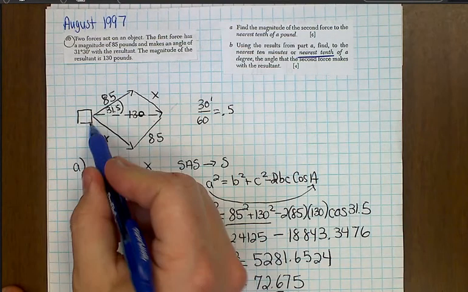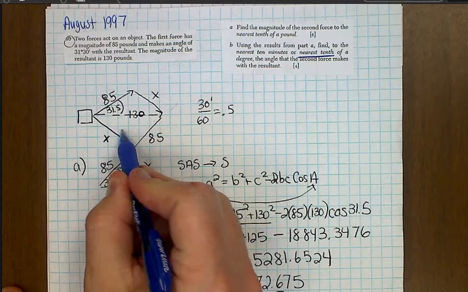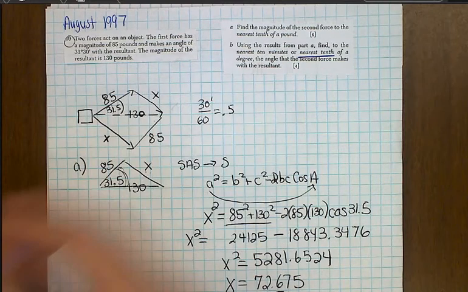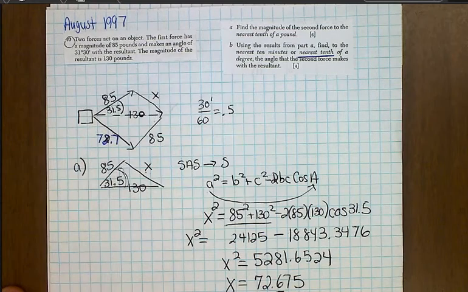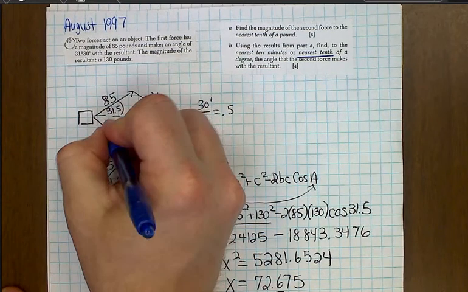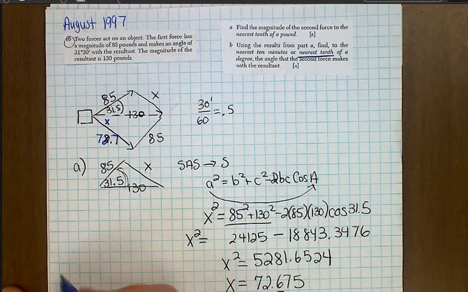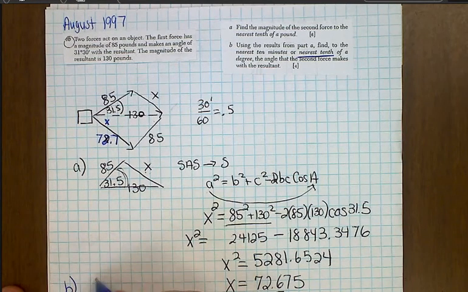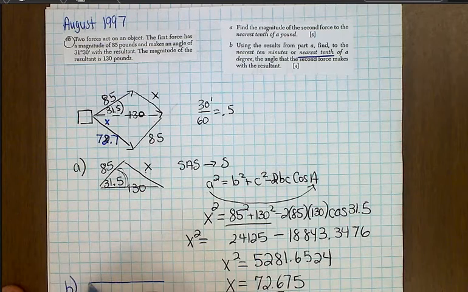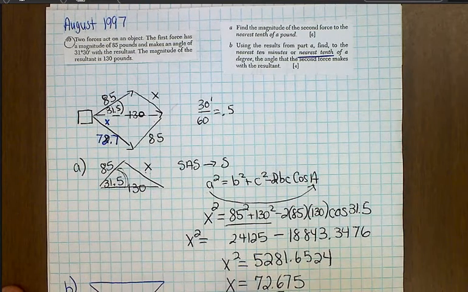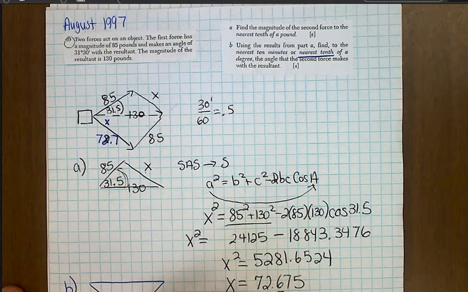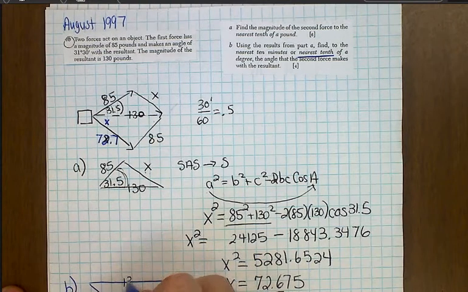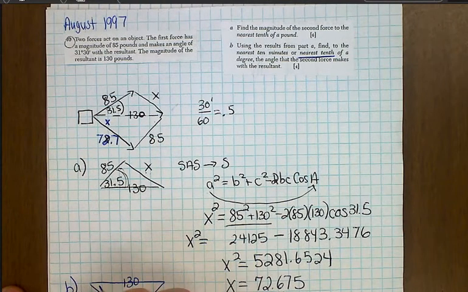Well, here's the second force, which is what we just found. So now we know that's 72.7 according to that first answer. And now I'm looking for this angle. So once again, make a diagram of that triangle, label what you know. I know that this is 72.7. I know that this side's 85. I know that this is 130, and I'm looking for this angle.